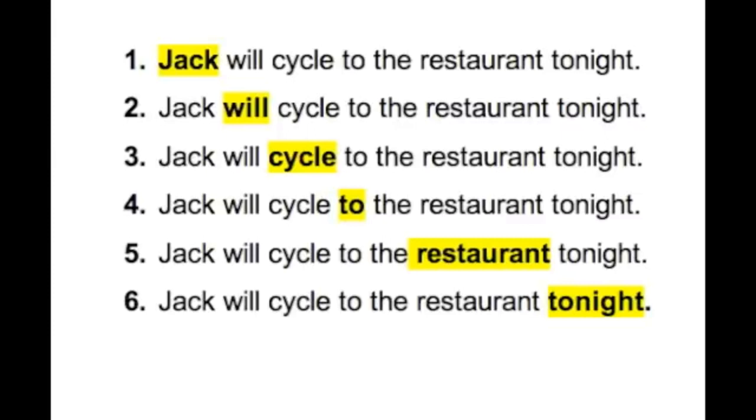Jack will cycle to the restaurant tonight. Jack will cycle to the restaurant tonight. The meaningful word, the slow word, with a little pause after it, with a bit of melody, was number 1, sentence number 1, Jack. It's quite clear, isn't it, that just by stressing a word, slowing down, giving it some melody, that you can change the entire meaning or flavour of a sentence.